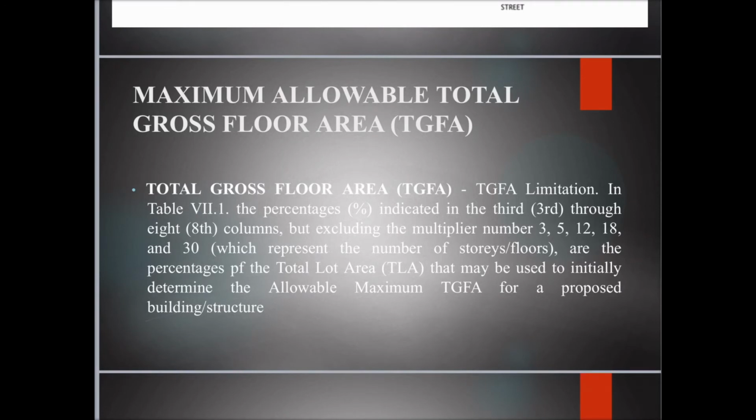Maximum allowable total gross floor area, TGFA, limitation. In Table 7.1, the percentages indicated in the third through eighth columns, but excluding the multiplier numbers 3, 5, 12, 18, and 30, which represent the number of stories or floors, are the percentages of the total lot area, TLA, that may be used to initially determine the allowable maximum TGFA for a proposed building or structure.